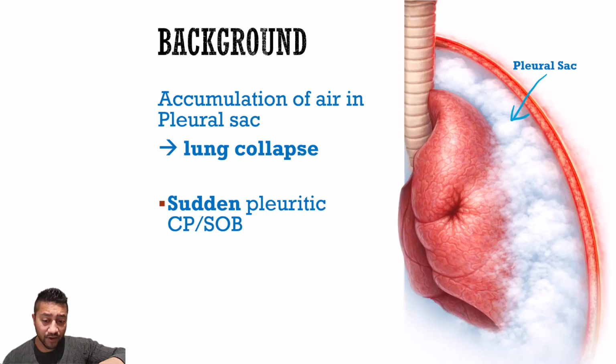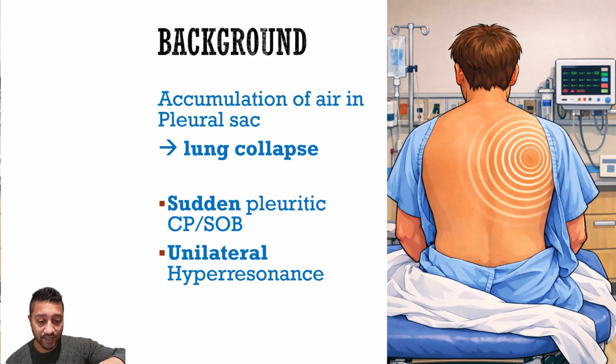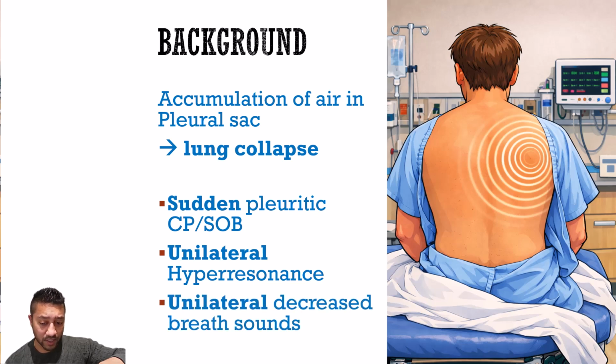Now, this buildup of air in just one side of the pleural sac is also going to lead to a very iconic presentation of a pneumothorax, and that is hyperresonance to that affected side when you percuss it. The air within the pleural sac also makes it very difficult to hear lung sounds on that side, between the lungs barely moving air and the air in the pleural sac essentially muffling all the lung noises. So decreased breath sounds to that affected side is another common feature of pneumothorax.